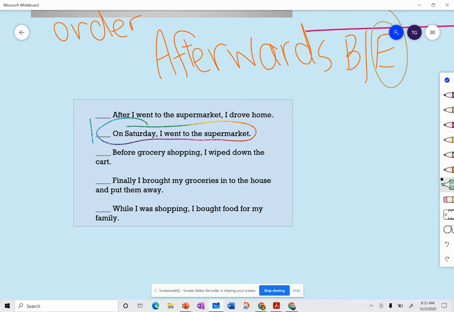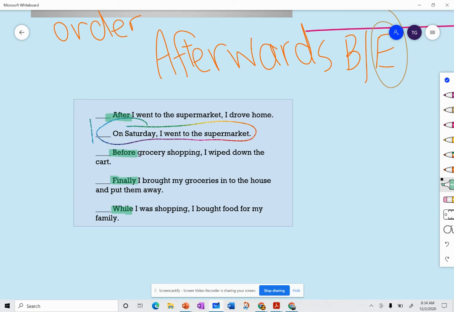Okay. So now let's look for the transition words. Let's start with the first one. After I went to the supermarket, I drove home. So if you said the word after, you are correct. Okay, let's erase that so I can make it look better. Okay, how about the next one? Before grocery shopping, I wiped down the cart. So what is the transition word? If you said the word before, you are correct. Finally, I brought my groceries into the house and put them away. Okay, so if you said finally. While I was shopping, I bought food for my family. Okay, so if I said while, good.